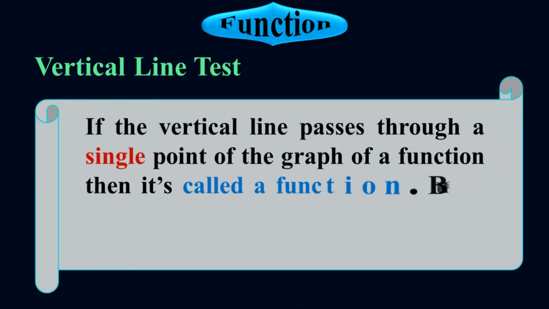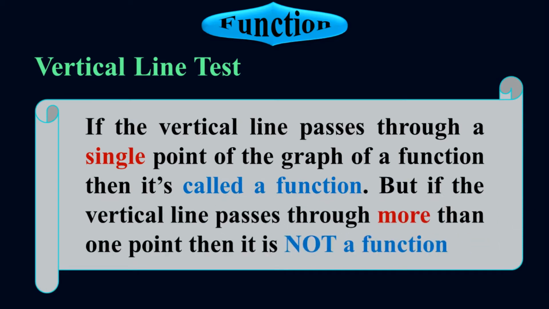If the vertical line passes through a single point of the graph of a function, then it is called a function. But if the vertical line passes through more than one point, then it is not a function. This is the condition. If a vertical line touches the graph once at a single point, then it is a function. I have no issue. But in case the vertical line touches the graph more than once, twice or thrice, then it is not a function. You cannot say that it is a function. The vertical line must touch the graph only at a single point if you look for any function. That's what we do in the vertical line test.